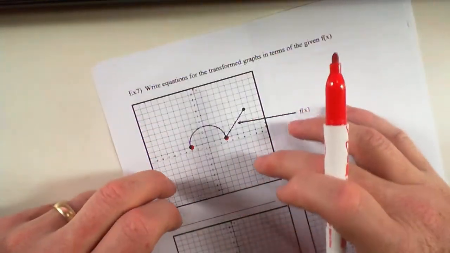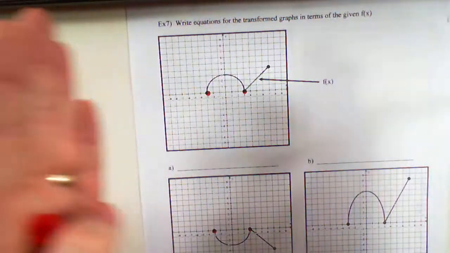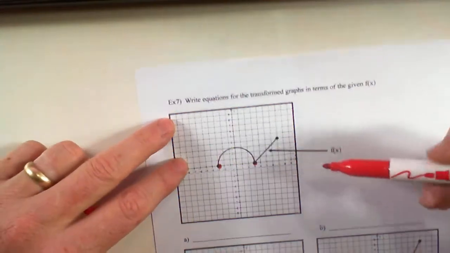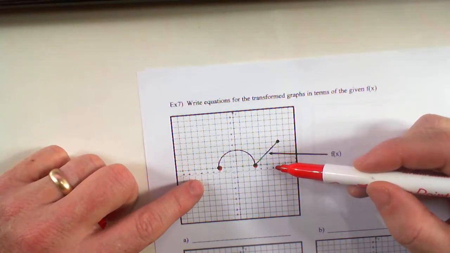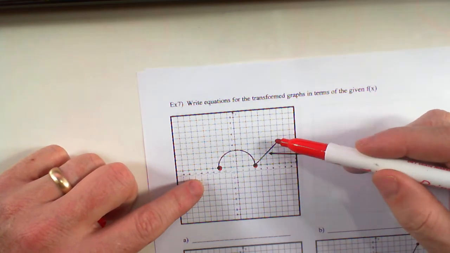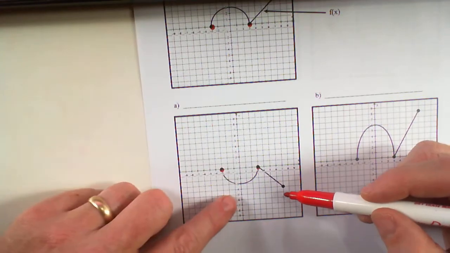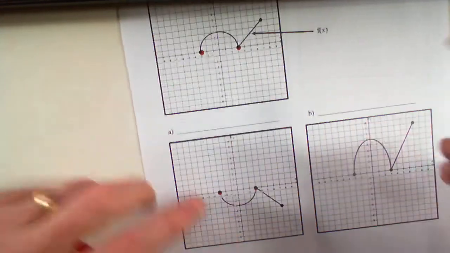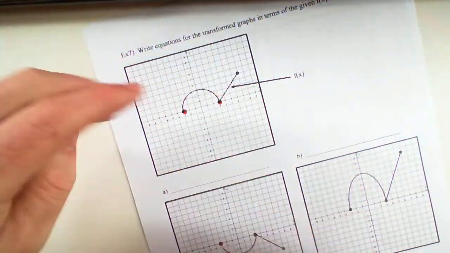The stretch, right, hasn't been stretched this way or this way. What's going on there? So we see that the largest number that happens is 4. The smallest is 0. All right? So the difference between 4 and 0, when we look here, we're going from -4 to 0. So there's been no stretch or compression vertically.